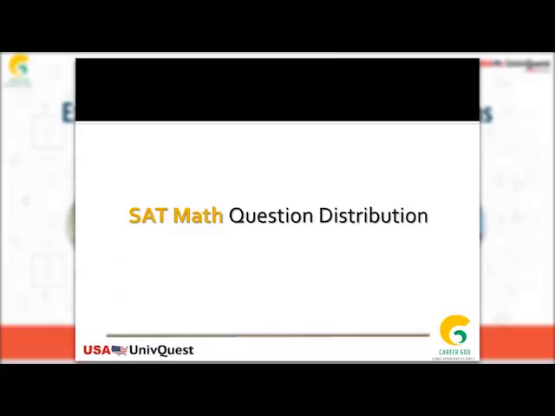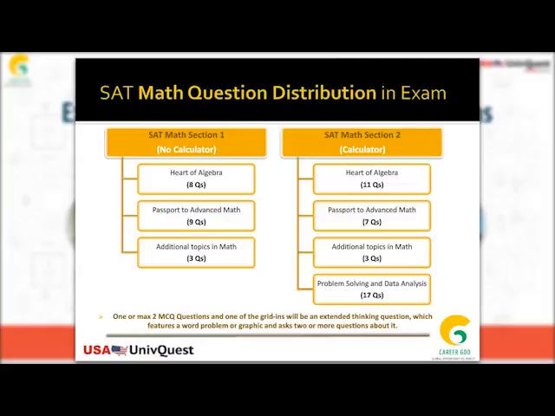In the no calculator section, we get 20 questions. As I said, we will not get a single question from problem solving and data analysis in the no calculator section. This is one of the most important points which students should keep in mind. Whenever you are solving a problem solving and data analysis question, you can always use a calculator, and you should use it if required. We get 17 questions from problem solving and data analysis. Here in no calculator, I have a total of 20 questions. Here I have a total of 38 questions.